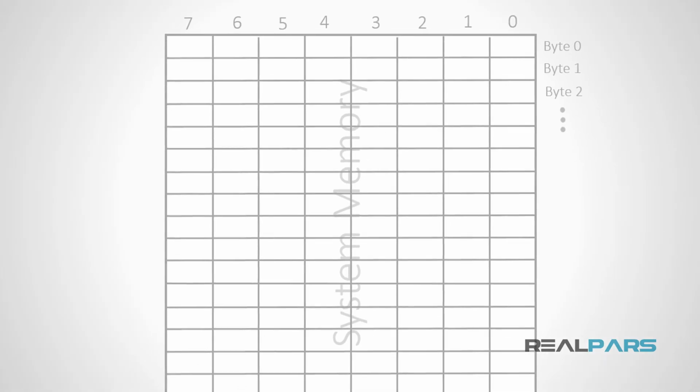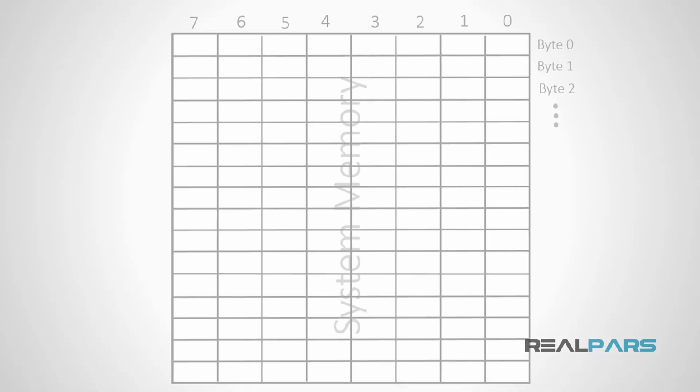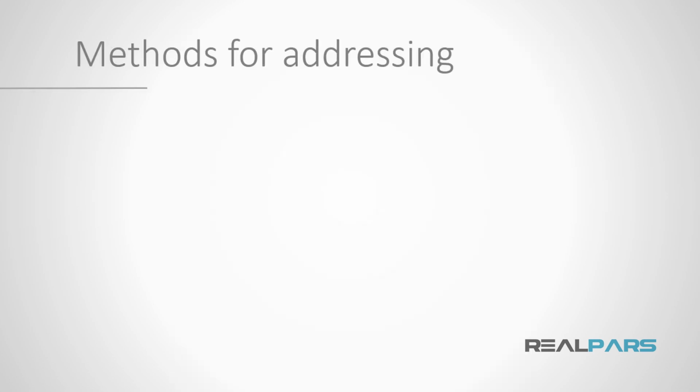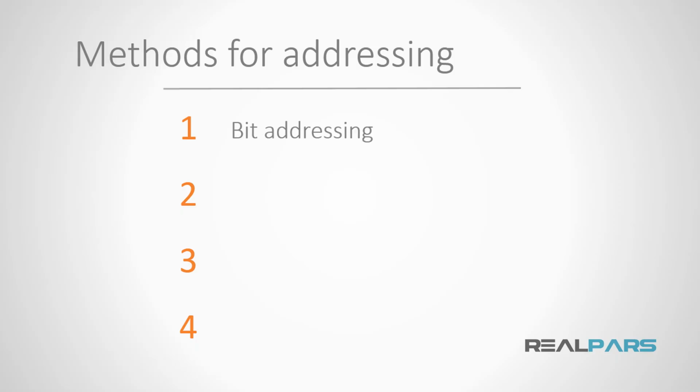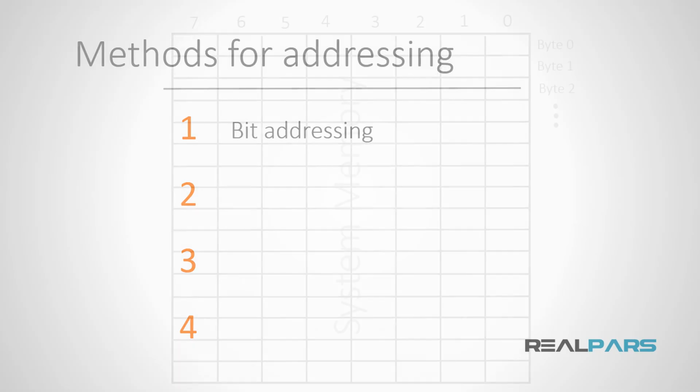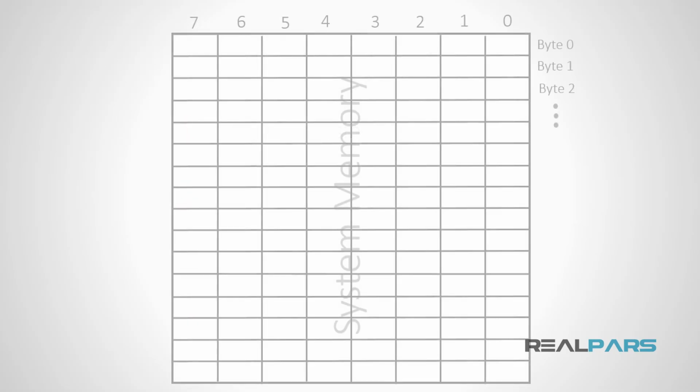Okay, now let's go after the addressing and see how we can use this system memory for addressing. We have 4 methods for addressing in PLC programming, which we utilize depending on our needs. The first method is bit addressing, meaning that the addressing is based on 1 bit of the system memory. In this method, we introduce 1 bit from the system memory as an address to the CPU.